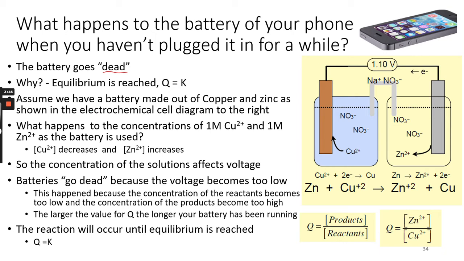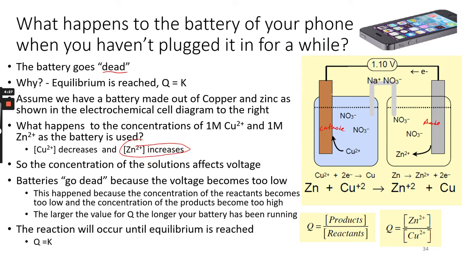So let's assume we have a fake battery here that we made out of copper and zinc, and it's shown in this electrochemical cell right here. What happens to the concentration if we have 1 molar copper 2 plus in this cell here, and 1 molar zinc 2 plus in this one here? What happens to the concentration as this reaction proceeds? So as this reaction proceeds, this happens to be your anode, and this is your cathode. So your electrons are flowing from your anode to your cathode. As the electrons flow, zinc ions get deposited into the solution, so your zinc concentration will increase.